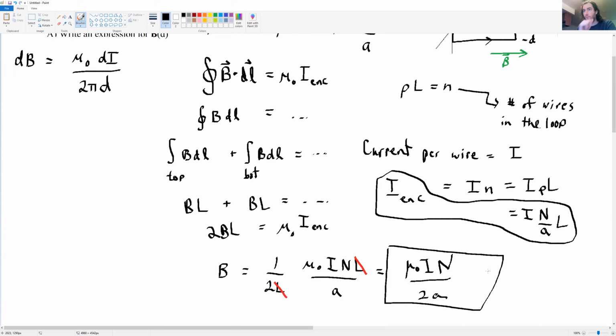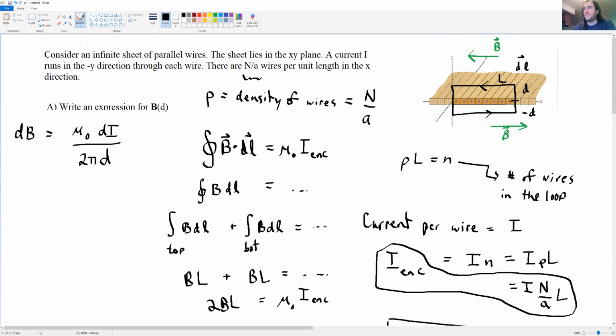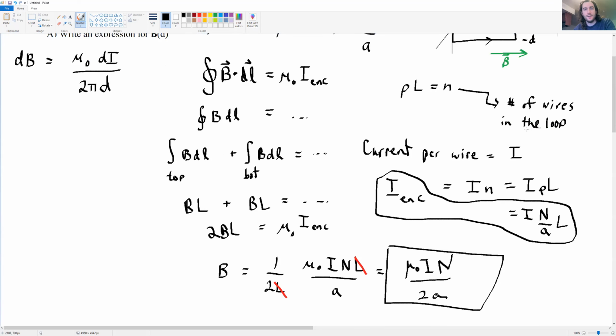Now, we already wrote the direction here. So it's going in the minus x direction up top and in the positive x direction on the bottom. So you can put that vector in there if you want to. So either plus i hat or minus i hat, depending on if they're asking you above or below the sheet. Does that explain the question well?